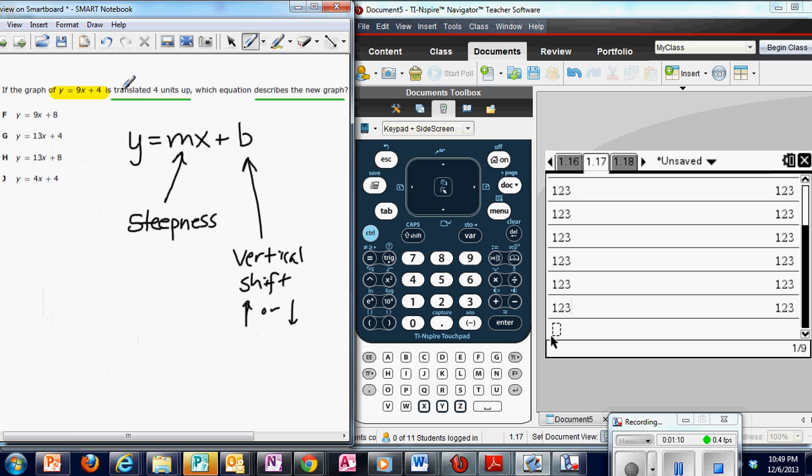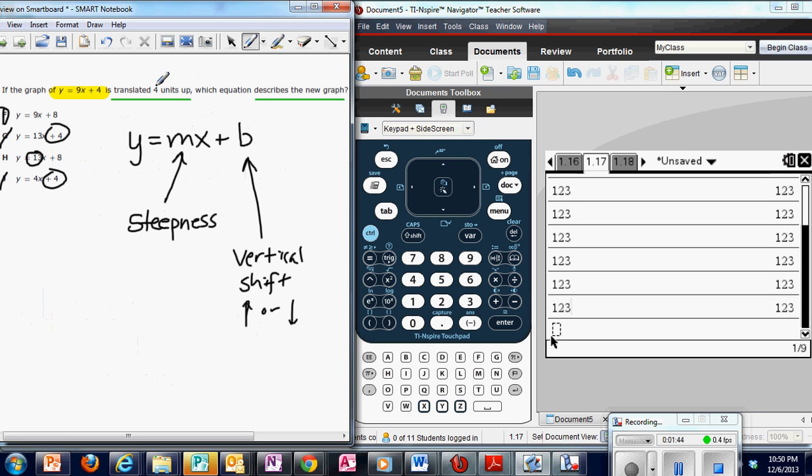So we are translating, sliding, shifting up or down. This says up. So we need b to change. b is 4. If b does not change, that cannot be our answer choice. Okay? So we do want b to change, but we do not want m to change. There's nothing that describes the steepness changing. So if the steepness changes, that would be the wrong answer. So F is our answer, but let's verify this using the calculator.